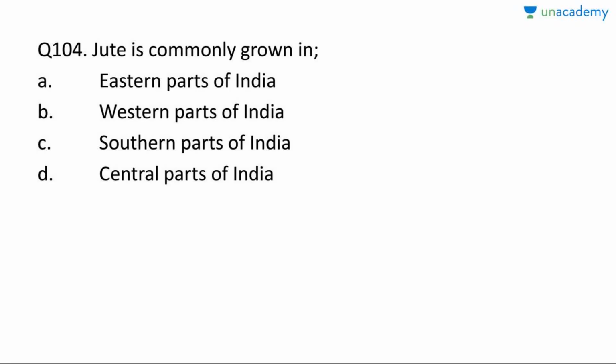Question number 104. Jute is commonly grown in. So Bangladesh, West Bengal, they produce almost the entire jute of the entire world. So answer here is eastern parts of India. West Bengal is not in west of India. West Bengal is in east of India. So answer here is A, that is eastern parts of India.